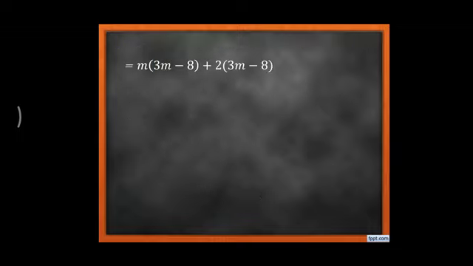So we have in the first two terms m is common, in the bracket you have 3m minus 8. In the second term we have 2 common, in the bracket again you have 3m minus 8. So 3m minus 8 into m plus 2. These are the two factors. Have we finished the factorization? You have got the factors. Have we finished it? No.